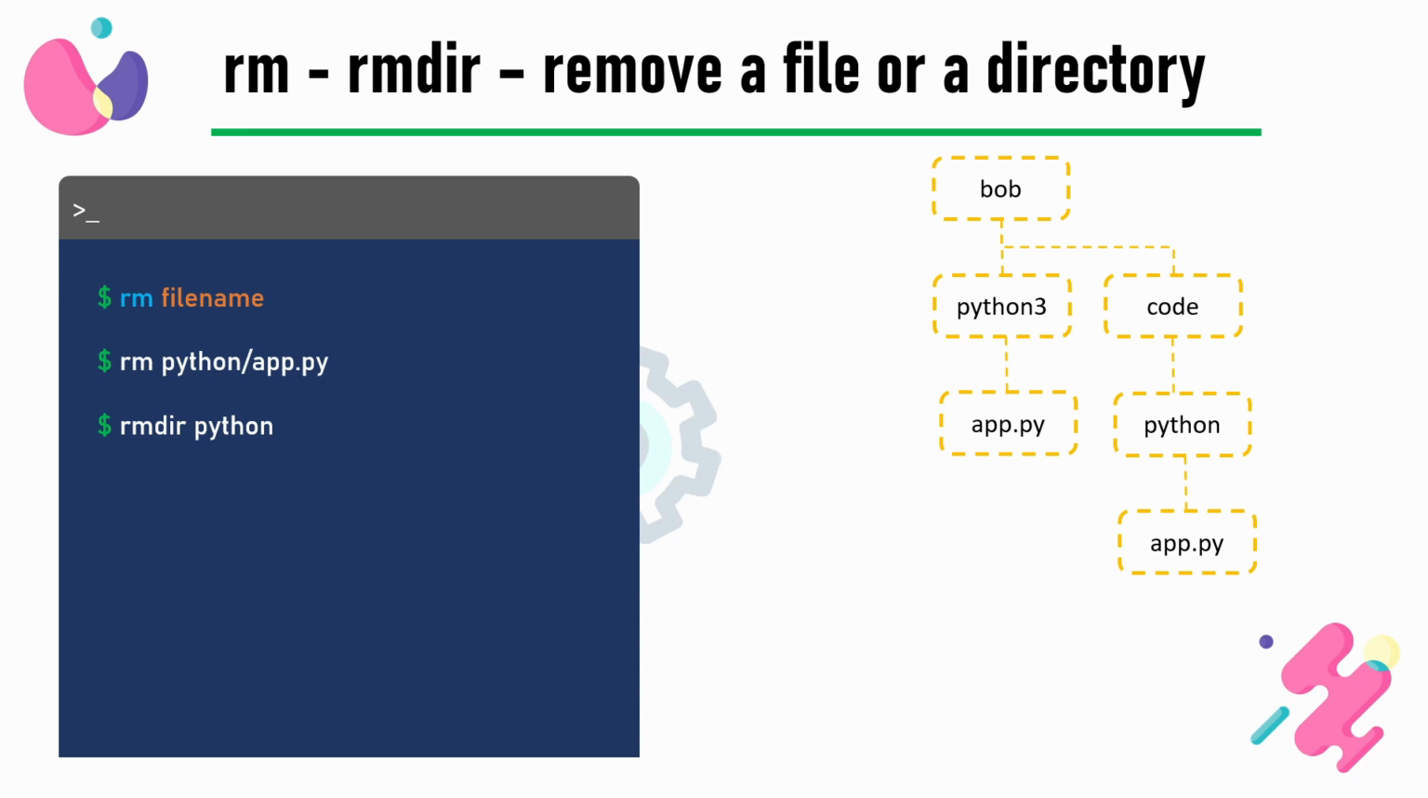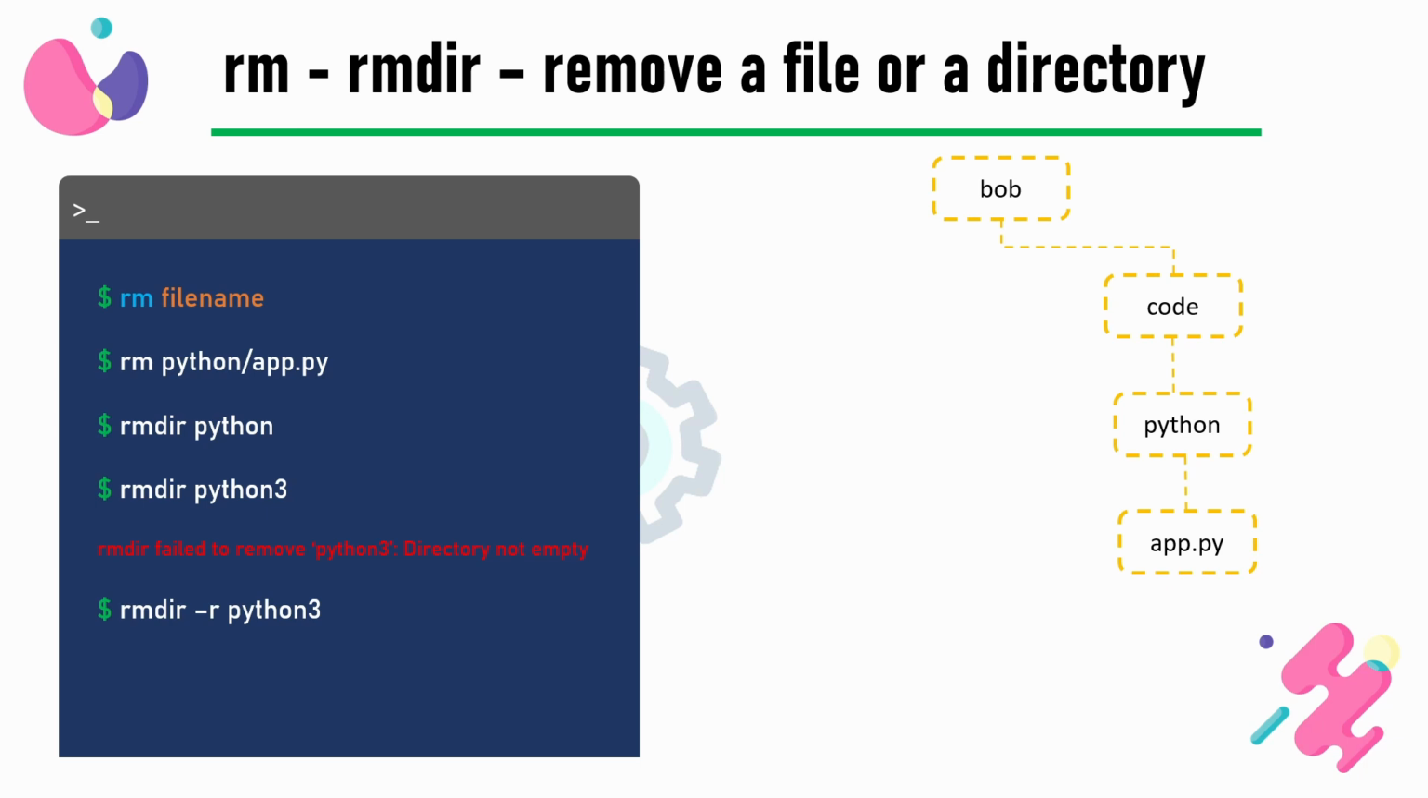But what if we want to remove a directory that is not empty? So how can we remove a directory with its entire content? If you try to use the rmdir command for that, you will get an error telling you that this directory is not empty. To remove a directory with its content, you have to use the rm command with the -r option, followed by the name of this directory. For example, here we can remove the Python3 directory, which contains a file called app.py, by running rm -r Python3.